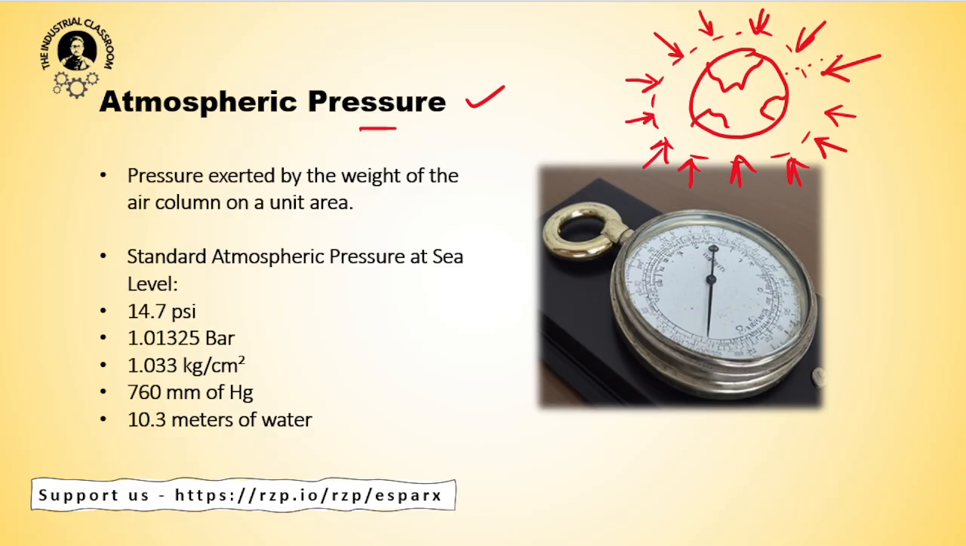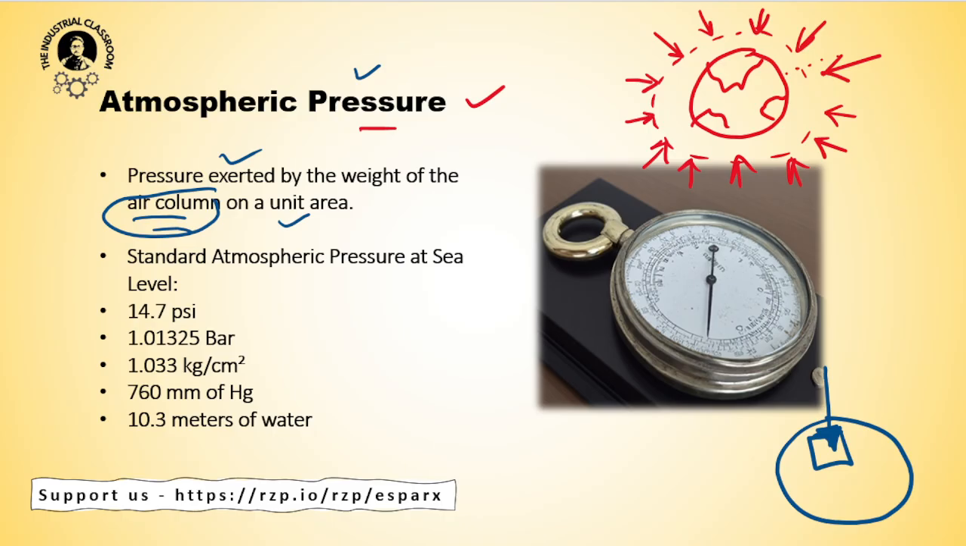If we define it, we can say that it is the pressure exerted by the weight of an air column on a unit area. For a specific area, let this be the earth, and if we consider a small area, then the amount of weight exerted on this area we will call atmospheric pressure. It is provided by the air column. Remember, this air column is there, therefore it is atmospheric.